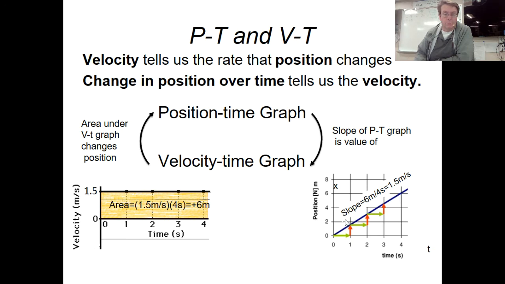So if I have this graph and I find the slope of it, this slope is 1.5. It goes up 6 while going over 4. So that gives me the value of my velocity graph, 1.5 meters per second for the 4 seconds that this position graph shows for motion.